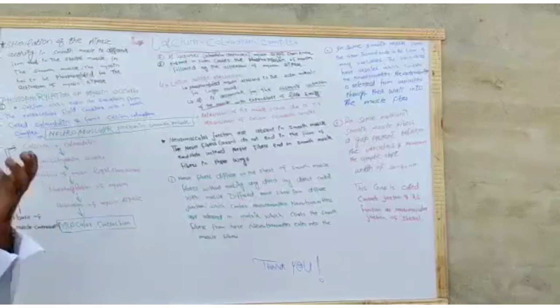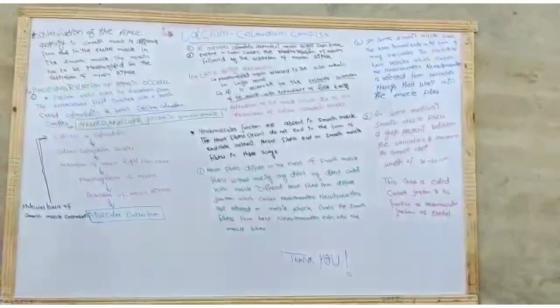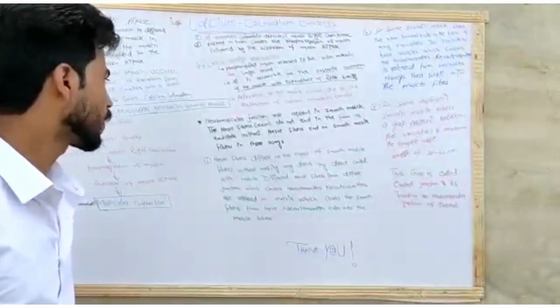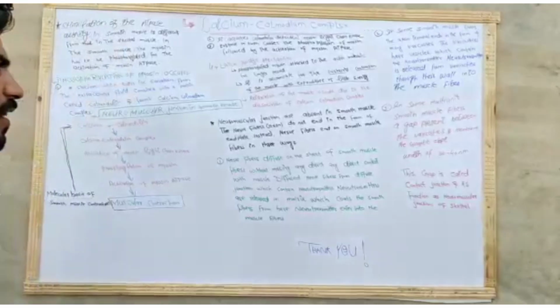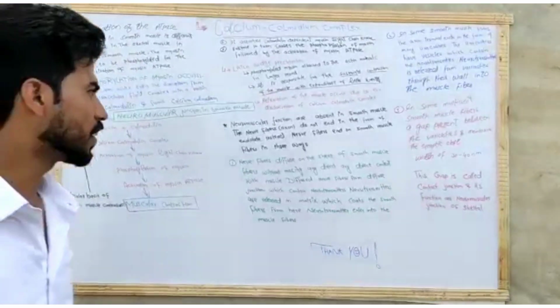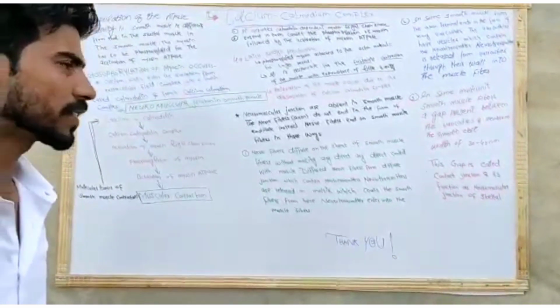The point about the neuromuscular junctions is that they are absent in the smooth muscles. The nerve fibers or axons do not end in the form of an end plate. Instead, nerve fibers end on the smooth muscle fibers in three ways.